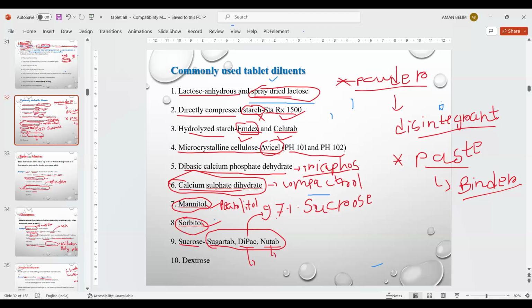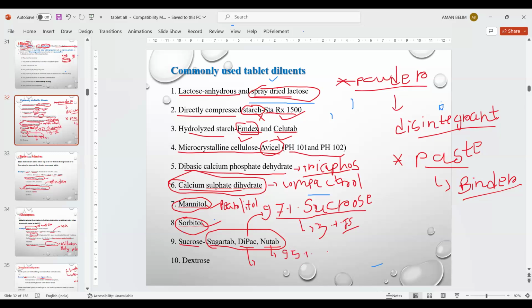If it is 97% pure sucrose and 3% invert sugar is present, I have written it as IS, that is invert sugar. If 3% invert sugar and 97% sucrose is there, then it is known as Di-Pac. Then Nu-Tab. This is also written in the Lachman: the percentage of sucrose and the amount of invert sugar present. In case of Nu-Tab, it is 95%.